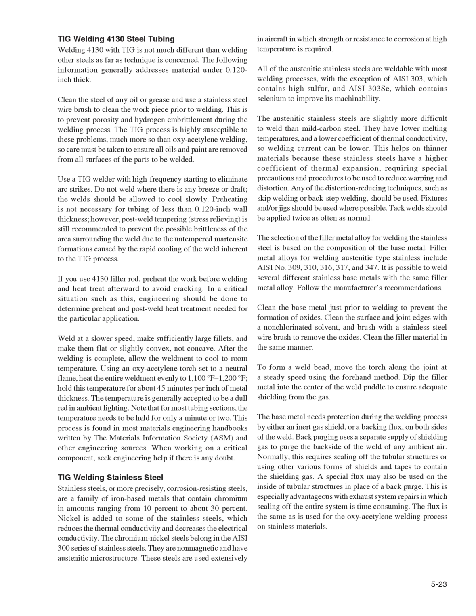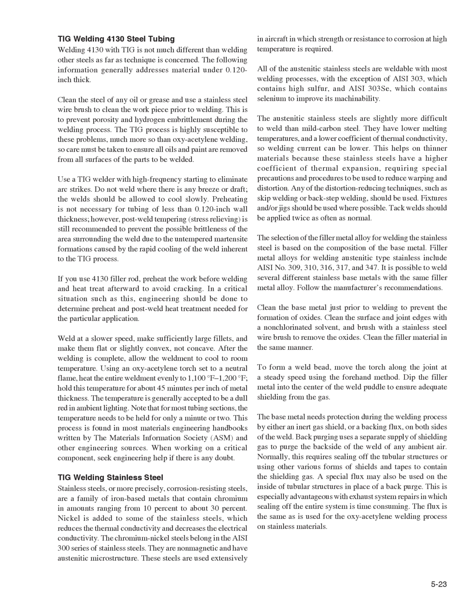The following information generally addresses material under 0.120 inch thick. Clean the steel of any oil or grease and use a stainless steel wire brush to clean the workpiece prior to welding. This is to prevent porosity and hydrogen embrittlement during the welding process. The TIG process is highly susceptible to these problems, much more so than oxyacetylene welding, so care must be taken to ensure all oils and paint are removed from all surfaces of the parts to be welded.